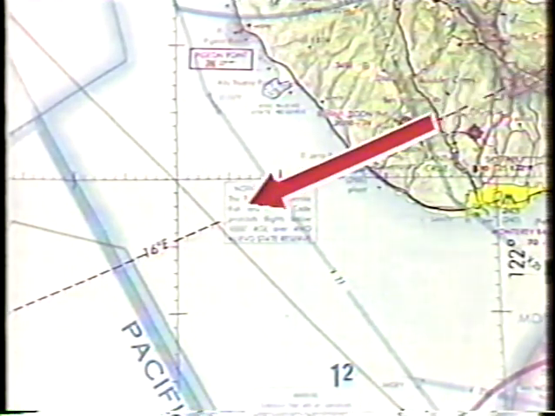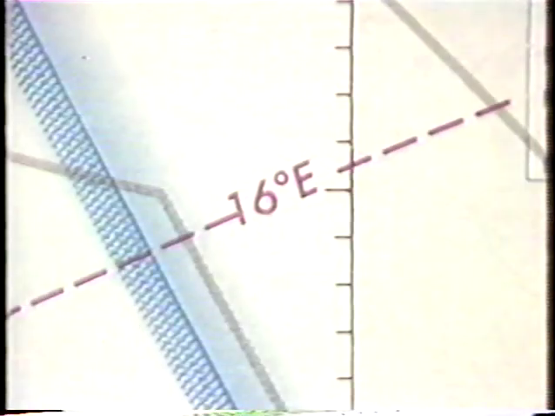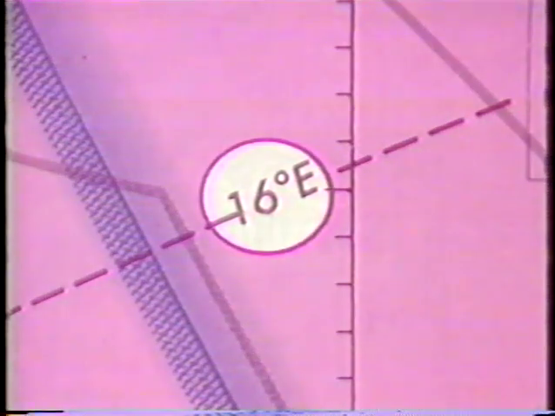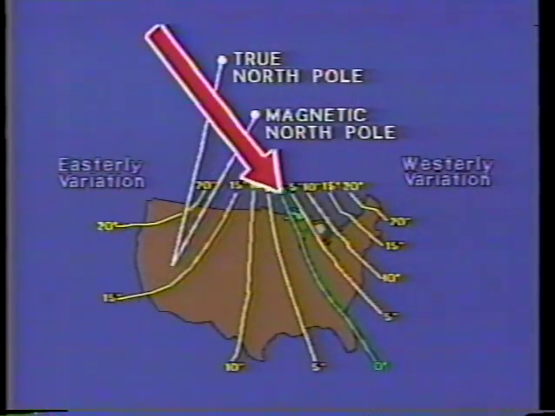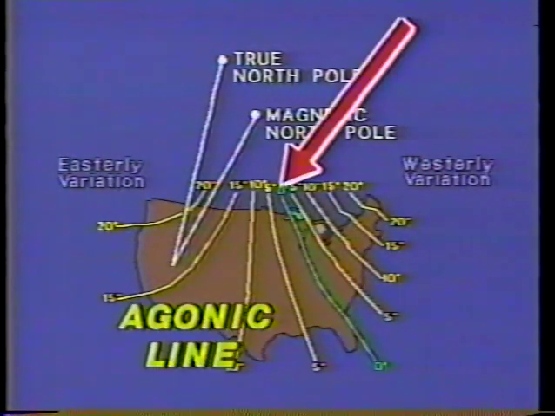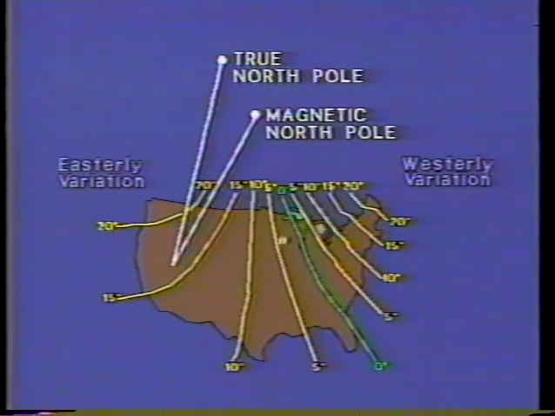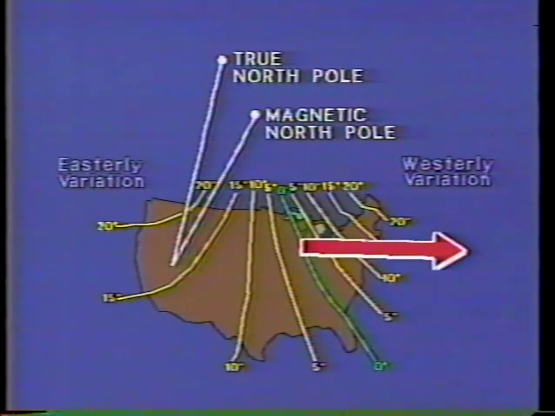Variation is shown on the aeronautical charts as broken lines connecting points of equal variation. These are isogonic lines. They are labeled with the amount of variation in degrees and the cardinal symbol E for east or W for west, indicating where the variation is with respect to true north. The line of zero variation is called the agonic line. All locations west of the agonic line have easterly variation. Locations east of the agonic line have westerly variation.